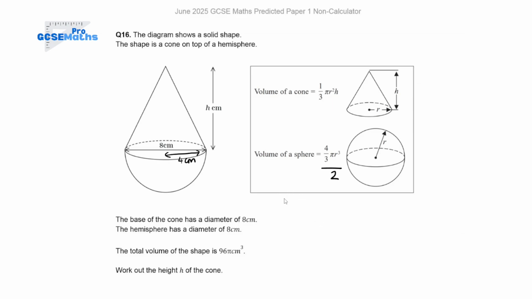So now I can set up my equation. So we've got the volume of the cone, which is 1/3 pi. The radius is 4, not 8, squared. And then h is what I don't know. That's what I'm trying to find out. So leave that in terms of h. Plus then the hemisphere, which is the whole sphere, but then I have to half it. Now that equals 96 pi. Okay, so I can set up that equation.